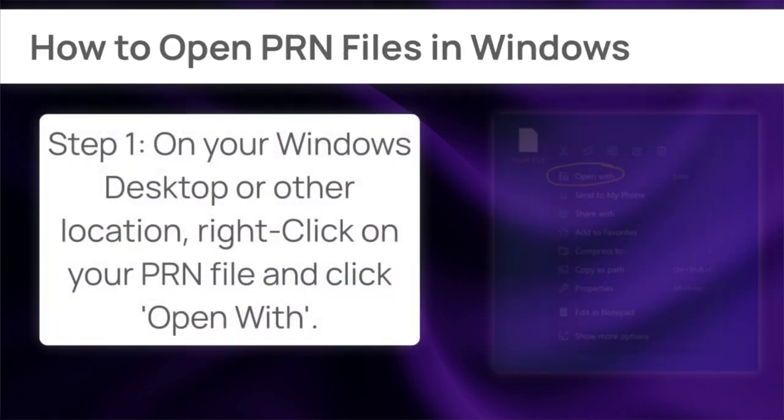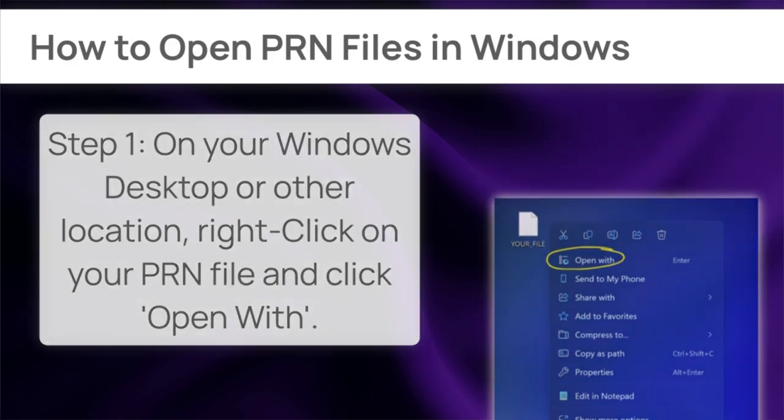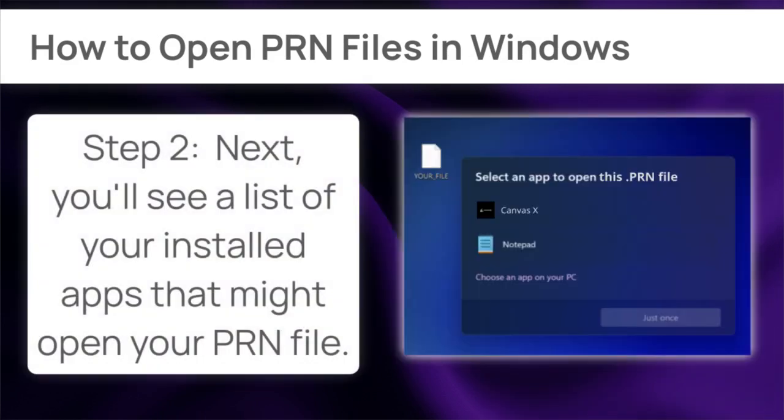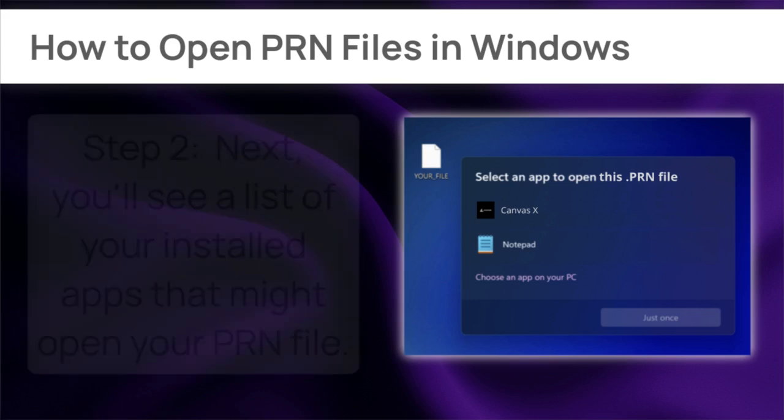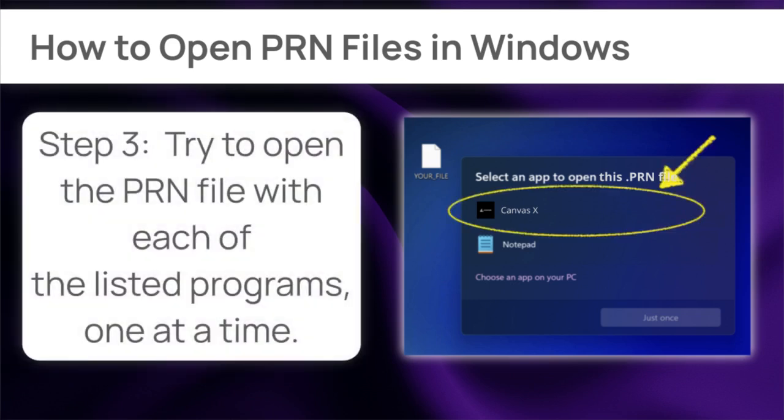Your key starting action: right-click the PRN file and select Open With. If Canvas X is installed, use it. If not, choose another program. Continue testing until the PRN file opens successfully.